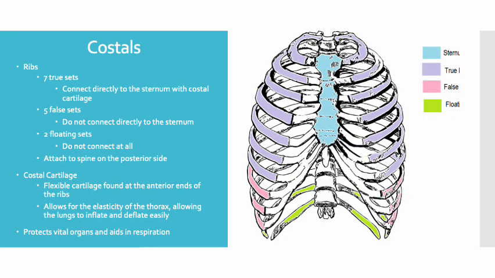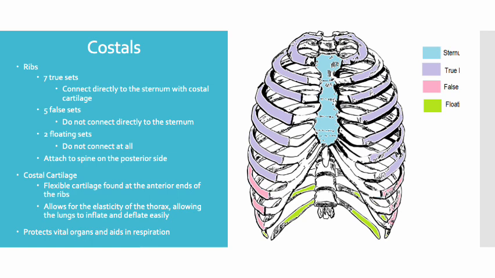All right, so the costals. These are our ribs. Costals means ribs. If you hear anything costal or intercostal, it's pertaining to the rib area. So our ribs, we have 7 sets of true ribs, 5 sets of false, and 2 sets of floating. So this means we have 14 true, 10 false, and 4 floating ribs in total. The difference between true, false, and floating is how they attach or how they don't attach to the sternum.